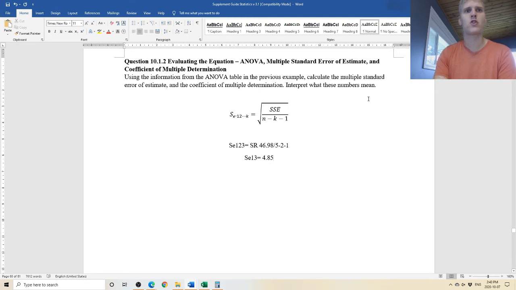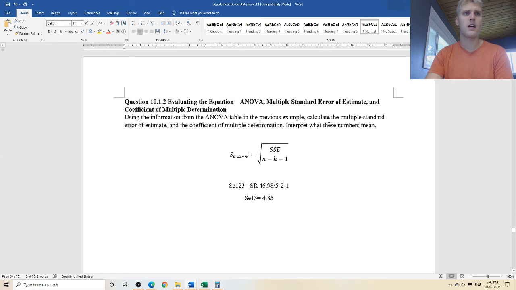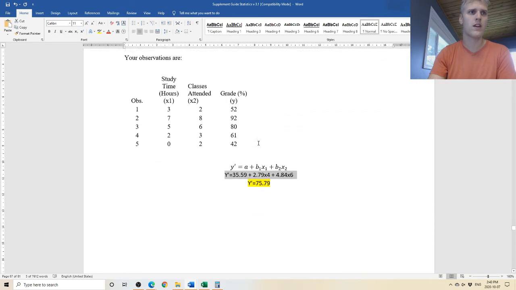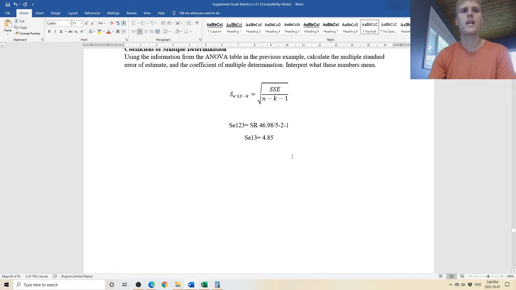And what does that mean? So we need to interpret what this number means. Essentially, this is similar to our standard deviation. If we were to input something into our multiple regression formula here, and we wanted to test whether this would work for a student, we could use the multiple standard error of estimate as a standard deviation. So we can expect, in this example, the student with 4 hours of study time and 6 classes attended to get 75.7%. We can give a standard error of estimate of 4.85.